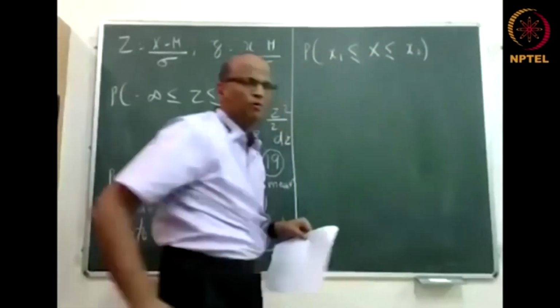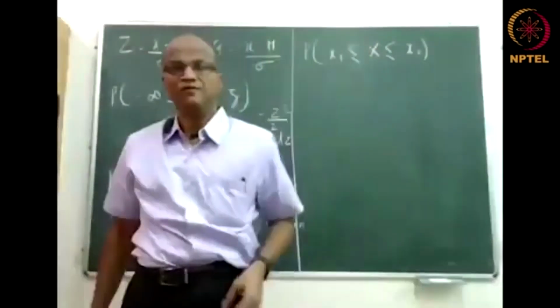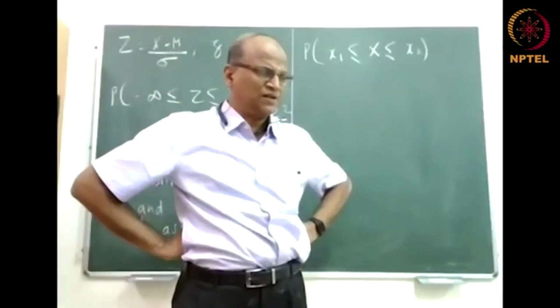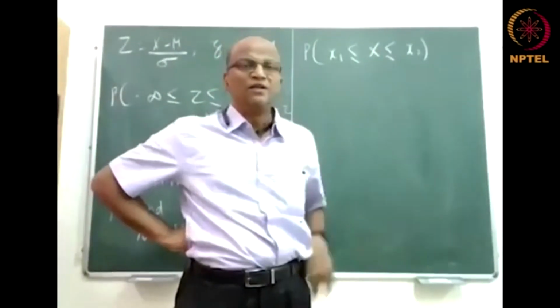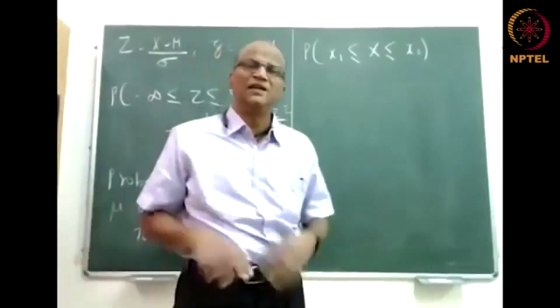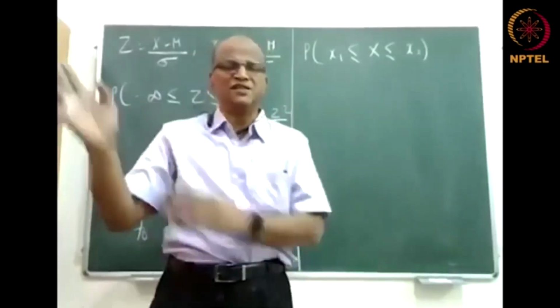This is a very key probability in engineering terms. For example, I'm making a shaft for a car, for a transmission in a car, the axle shaft. The mean diameter is 75 mm. Okay, what is the probability that when I make thousands of shafts, the diameter is always lying between 73 and 77?